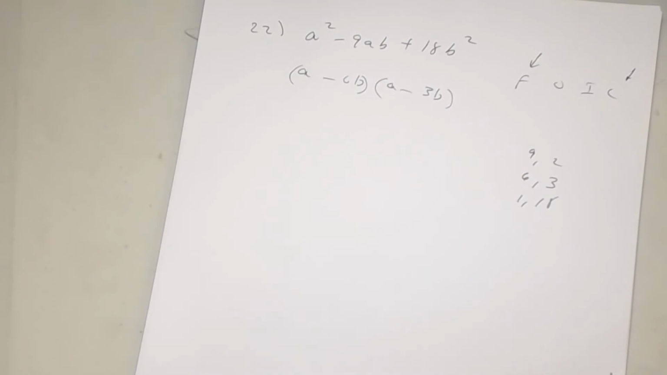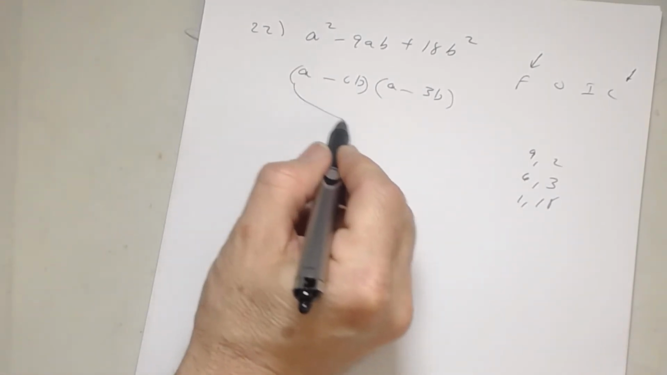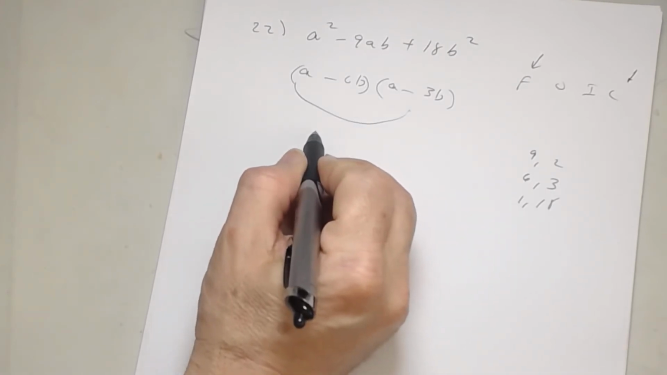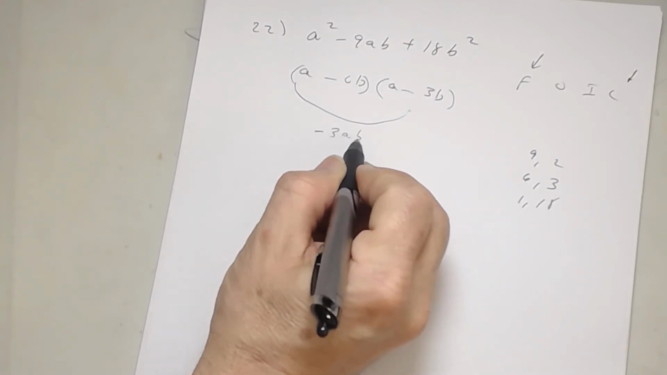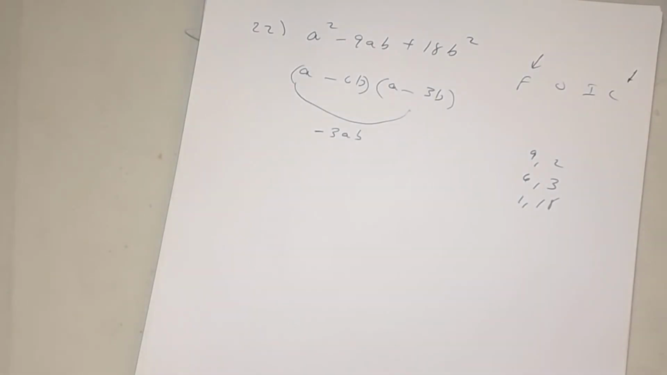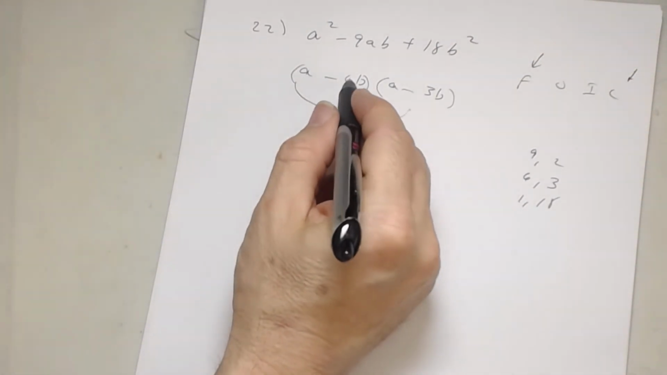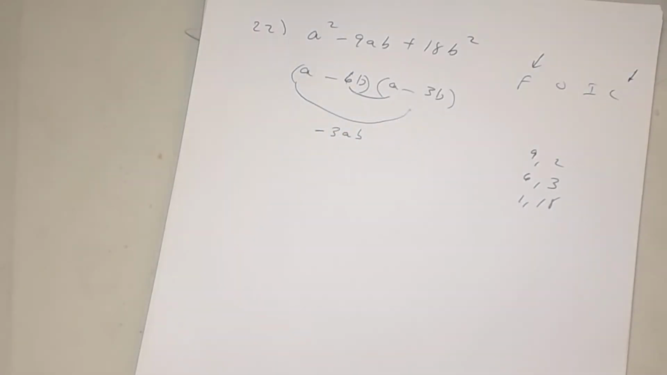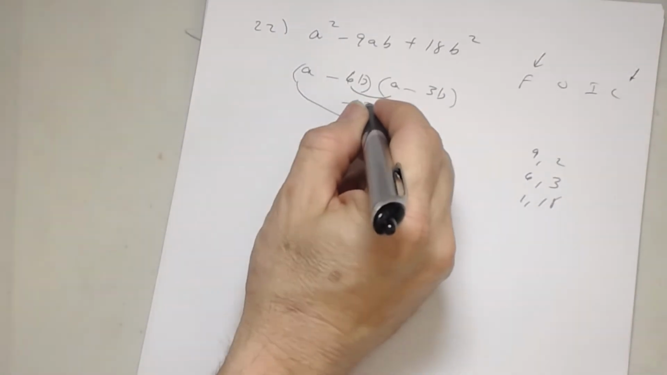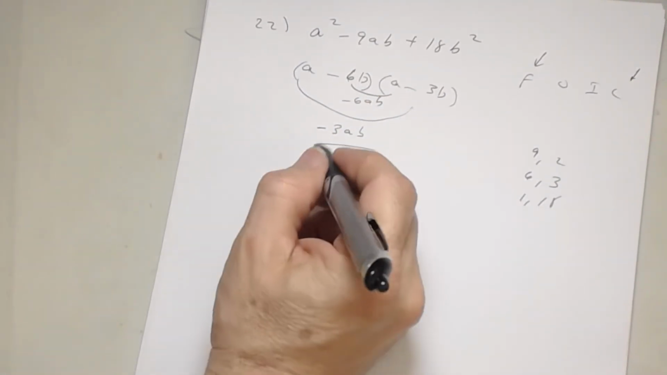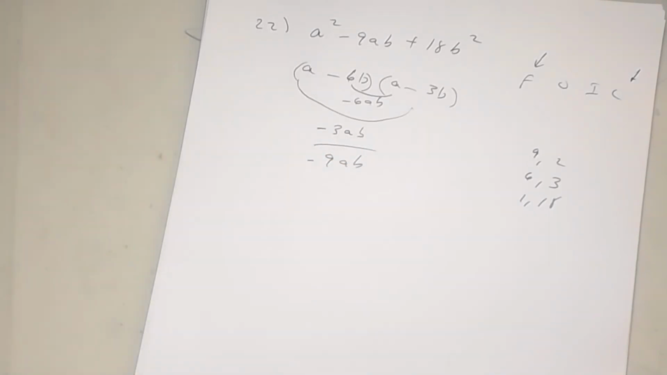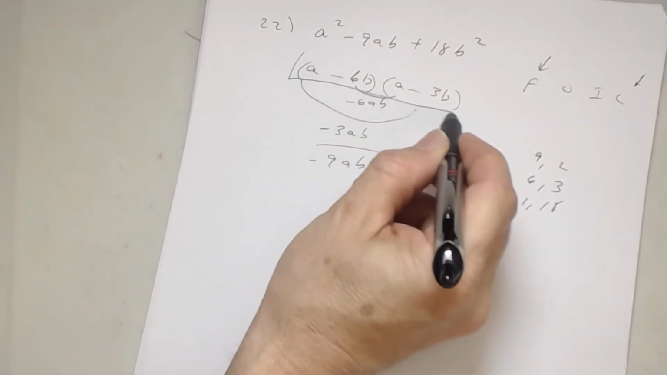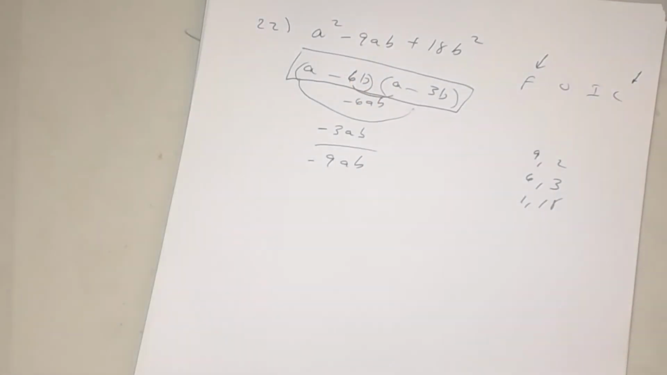And now all you do is check the outer and the inner. What is A times a negative 3B? Put in alphabetical order, so negative 3AB, right? What's the inner? That's a 6 right here. What's negative 6B times A? Put in alphabetical order. Negative 6AB. Combine like terms, I get what? Negative 9AB. And that's what you wanted. So there's your answer: A minus 6B times A minus 3B. Okay?